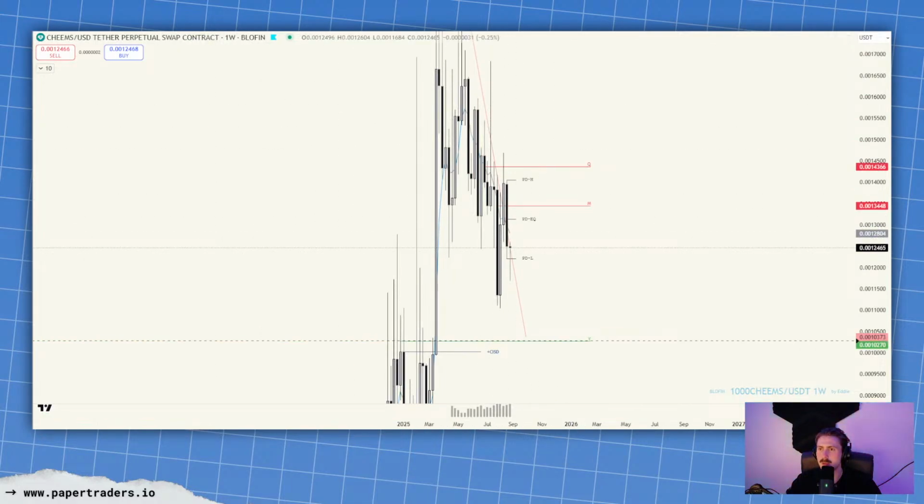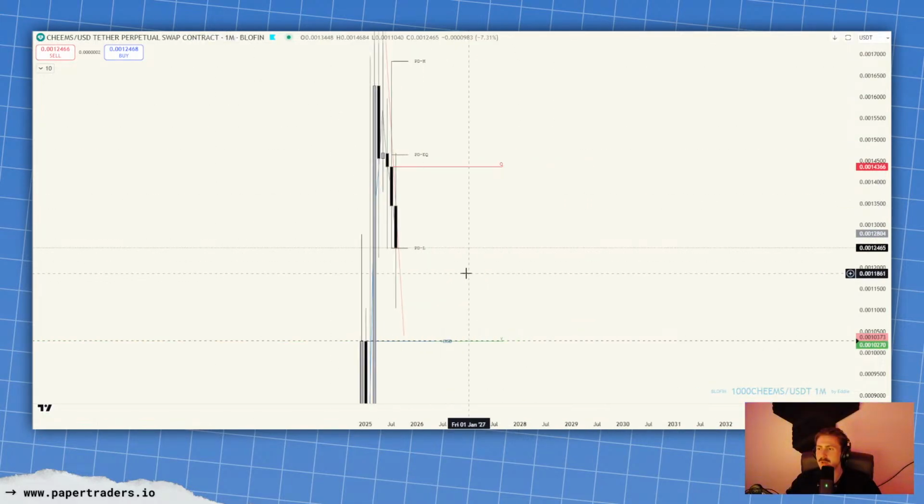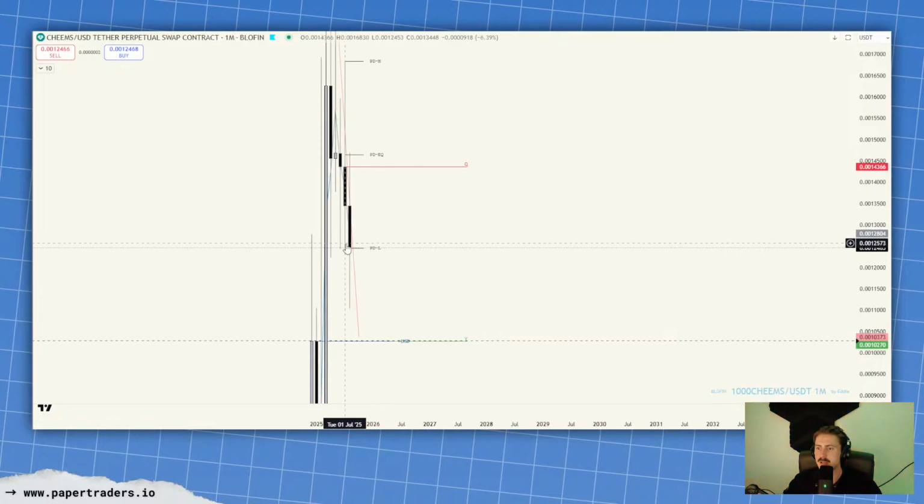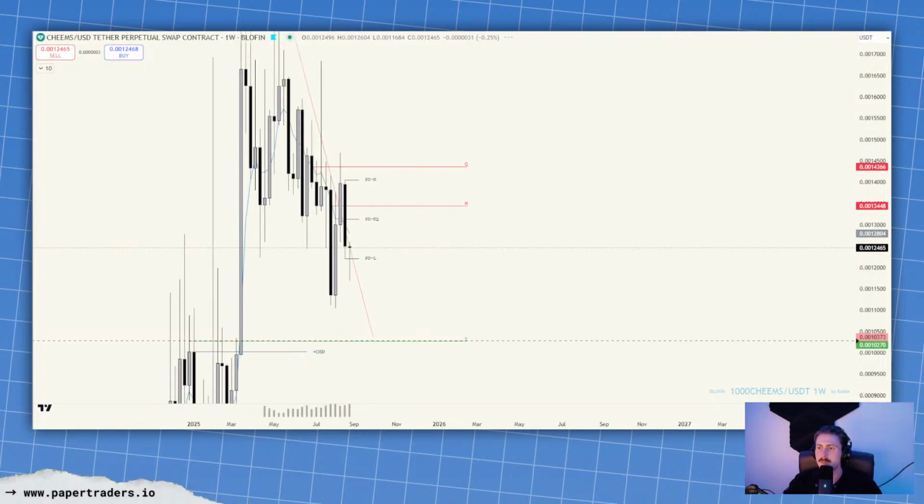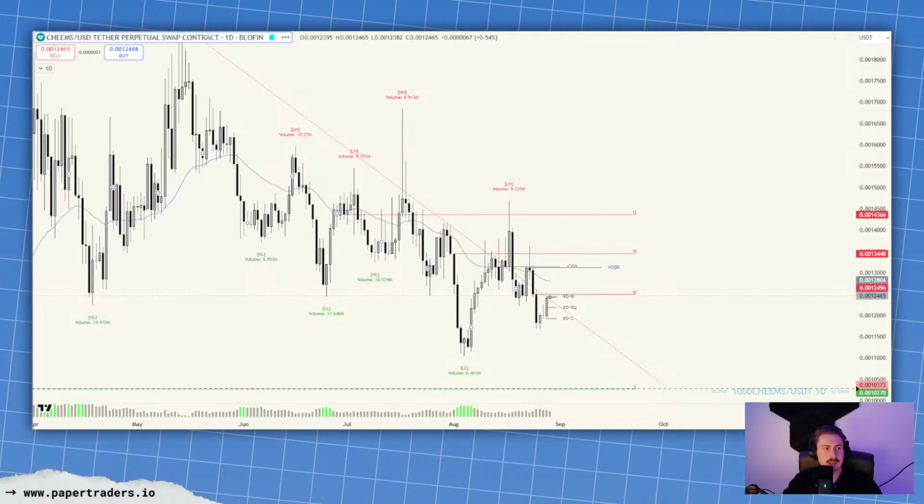I like the way that we swept that previous weekly low, previous monthly low, getting above the current monthly, getting above the previous monthly low. So that could be a nice continuation on that one. Those are the big two that I'm really liking for a watch.